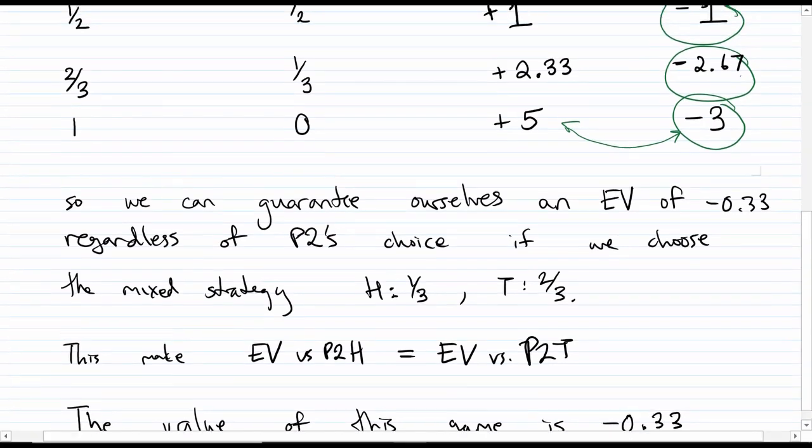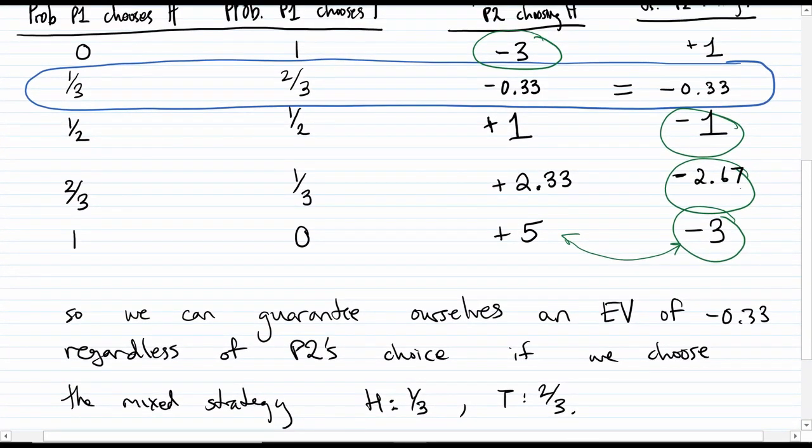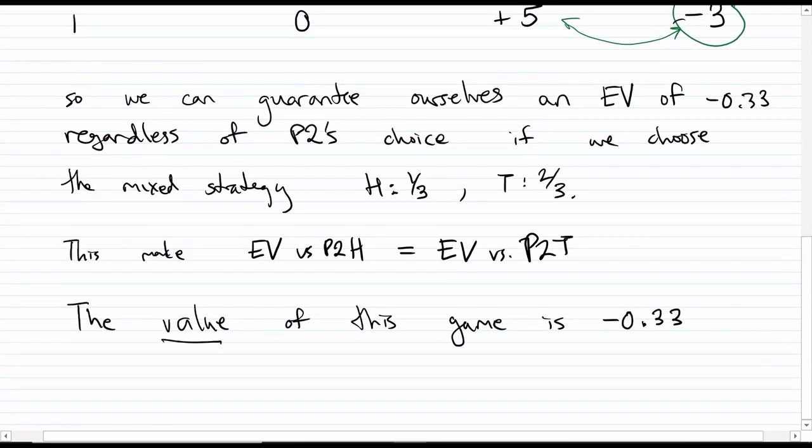Any other strategy I choose, I can't guarantee myself something that good, right? Negative 3 is worse, negative 1 is worse, negative 2.67 is worse, negative 3 is worse. And so what we saw is that choosing a particular mixed strategy is going to be able to guarantee us an outcome regardless of what player 2 does. And this is exactly how we find a value of a game. It's the score that I can guarantee myself.